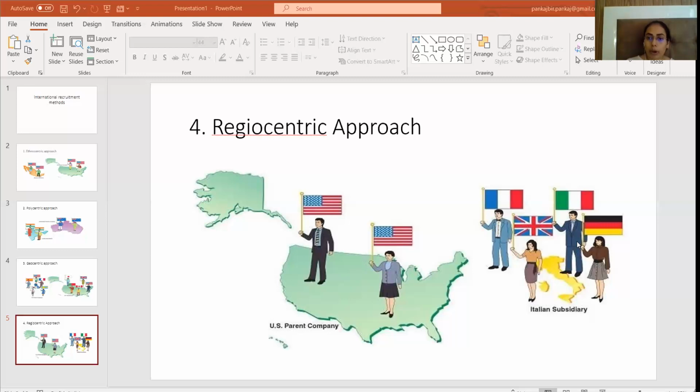So this is all about the four kinds of recruitment methods in the international market. I hope you understand the topic.